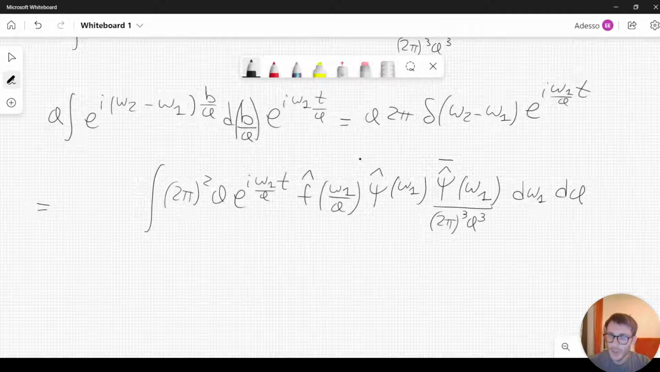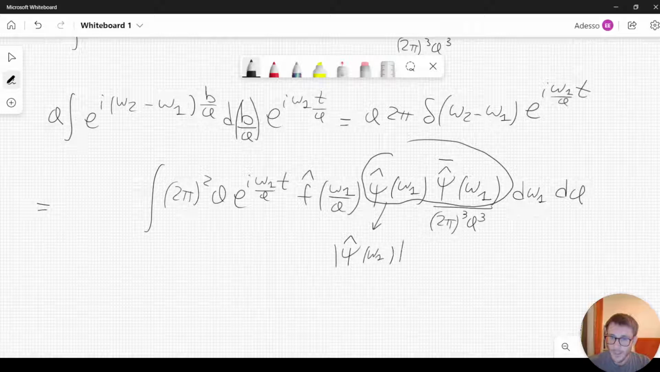And now you can check that here I have psi hat times psi hat bar. But this will give rise to psi hat of omega 1 mod squared. I have to take the mod squared, right? Because I have the function multiplied by its complex conjugate. So I can rewrite this in this manner.